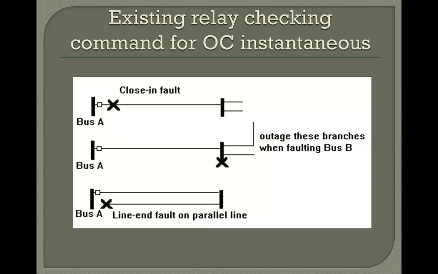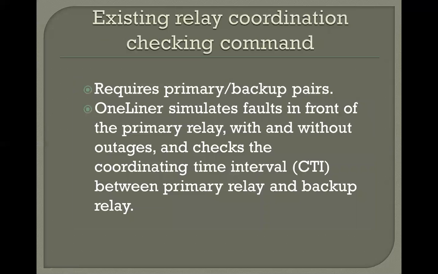And finally, for lines that have parallel lines that are mutually coupled, the relay puts a line end fault on that parallel line and makes sure the instantaneous in this relay does not think that the fault is somewhere over here near the end of the line. So those are the things that the check instantaneous command does.